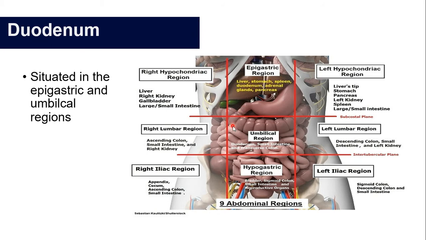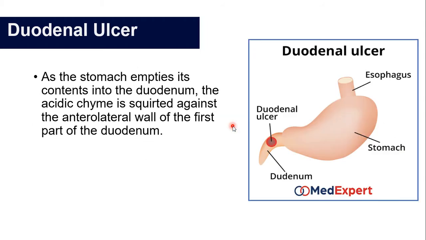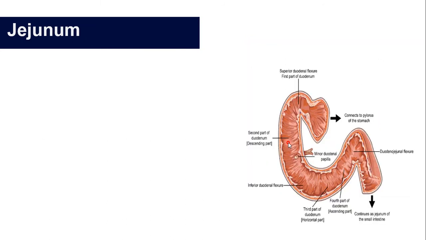Okay. So next, in a patient with duodenal ulcer, as you can see, as the stomach empties its contents, which are really highly acidic, it will go towards the duodenum. So the acidic chyme is squirted against the anterolateral wall of the first part of the duodenum, and it may cause a duodenal ulcer. Next part of the small intestine is the jejunum.